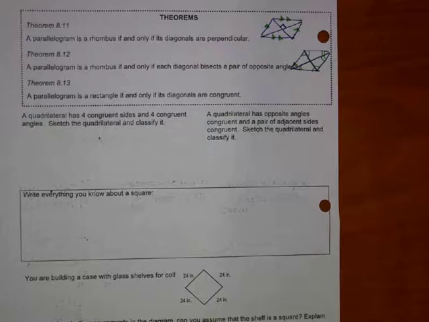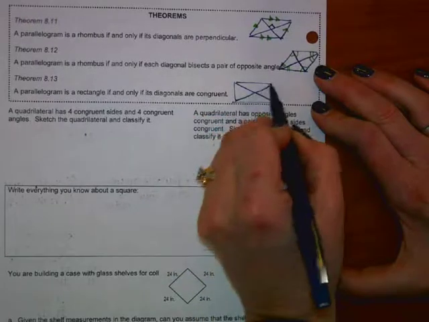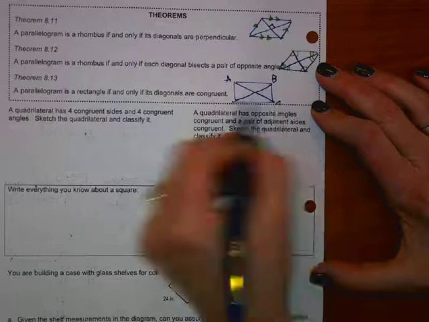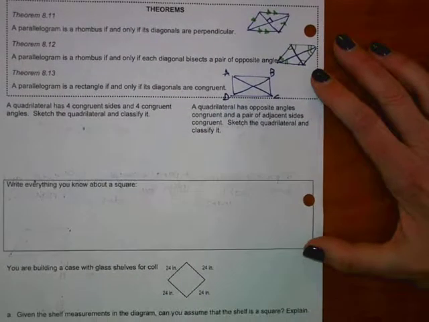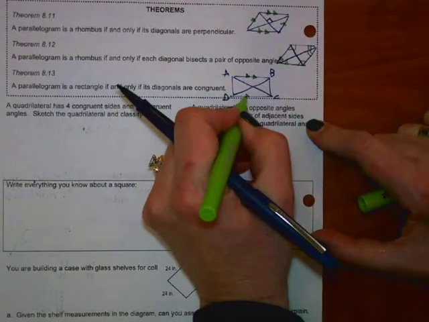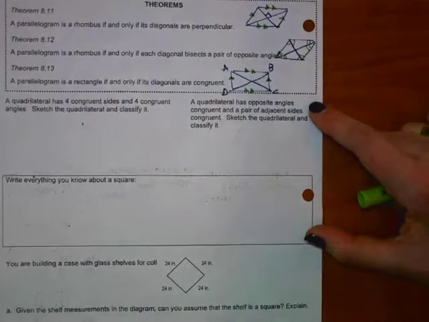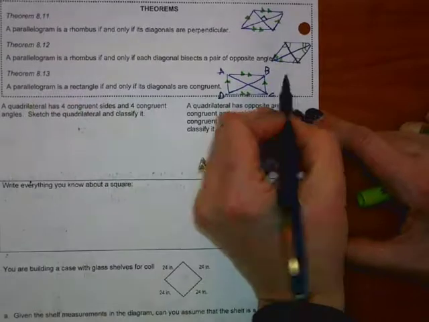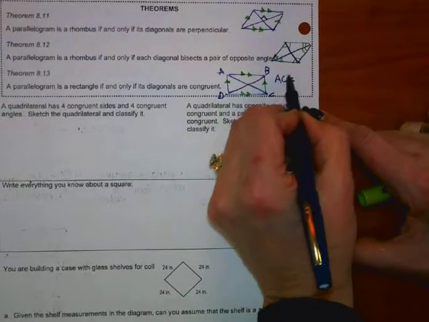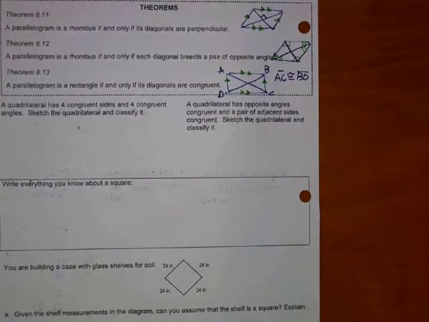A parallelogram is a rectangle if and only if its diagonals are congruent. So let's draw what that looks like. I'm going to draw these diagonals, and I'm also going to label this A, B, C, D. They told me it was a parallelogram, so I should probably draw these things, which I didn't do on the other one. If its diagonals are congruent, it would look like this. AC is congruent to BD. If I'm told that, then I can say it's a rectangle for sure.